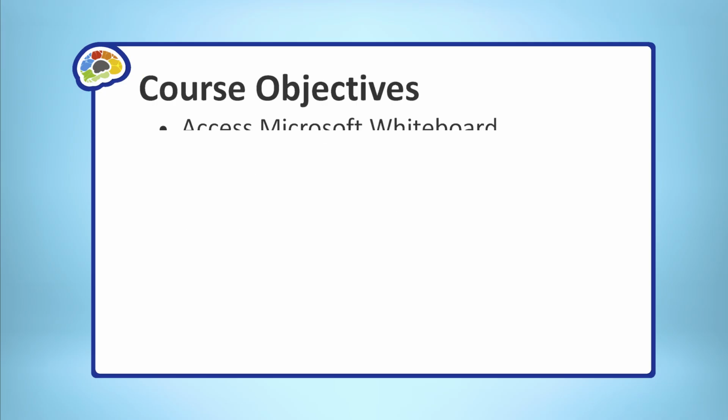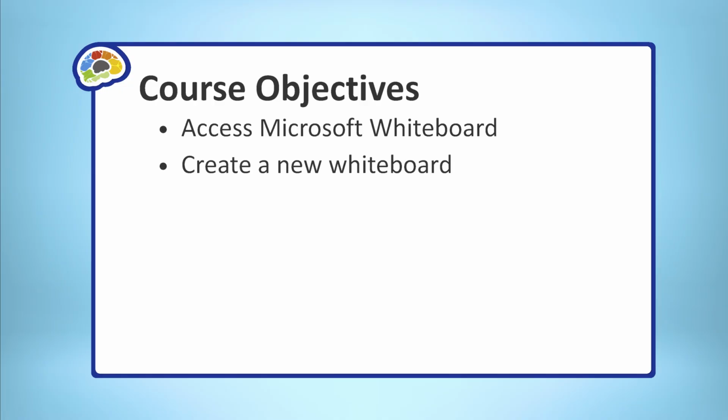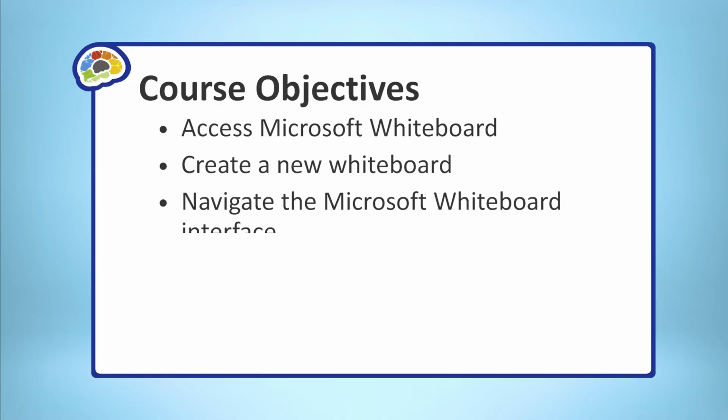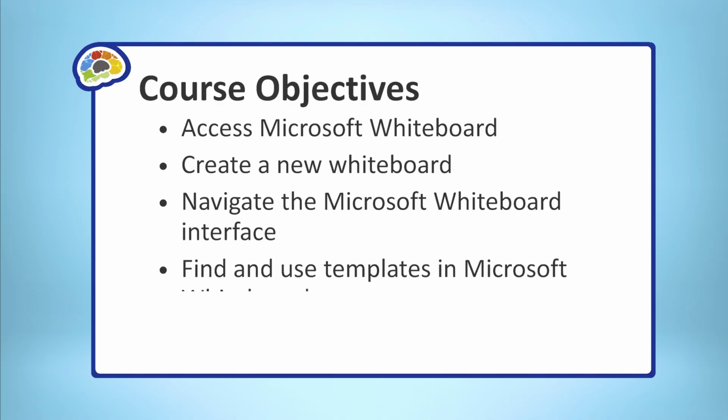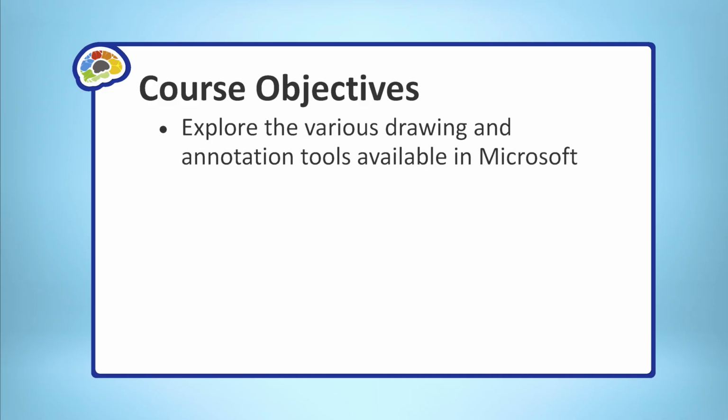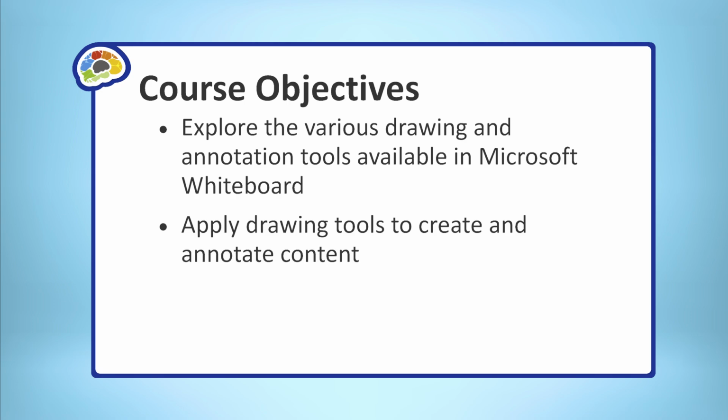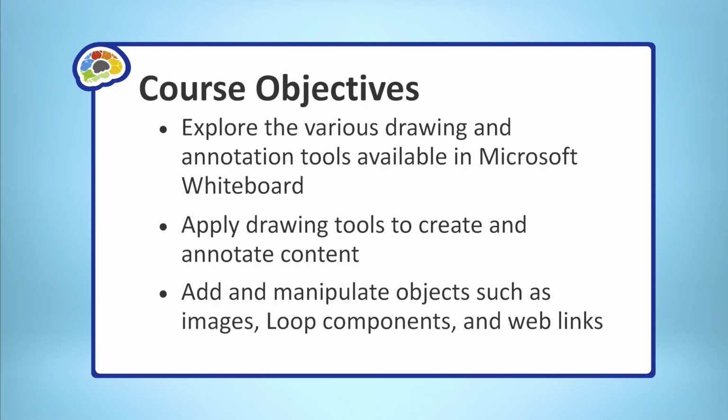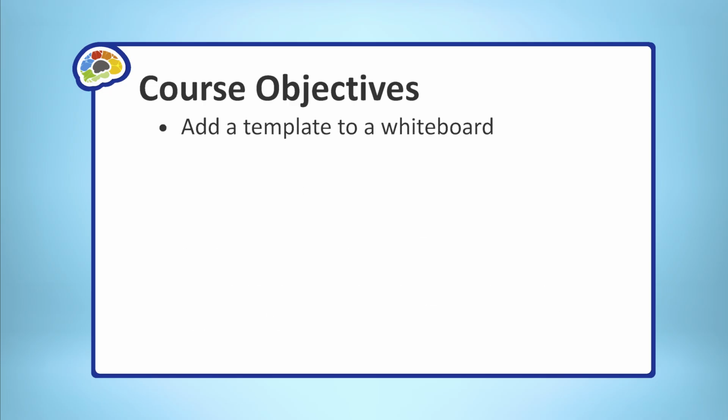We'll start by accessing Microsoft Whiteboard and creating a new whiteboard. Then we'll navigate the whiteboard interface and find and use templates in Microsoft Whiteboard. From there, we'll explore the various drawing and annotation tools available in Microsoft Whiteboard and apply those tools to create and annotate content. Next, we'll add and manipulate objects such as images, loop components, and web links. We'll also add a template to the whiteboard.